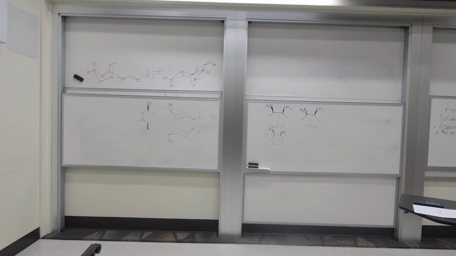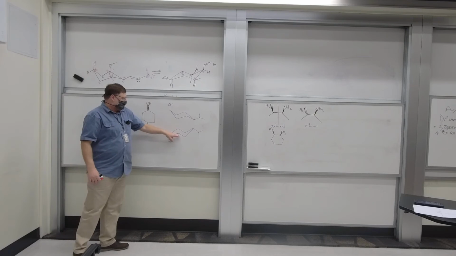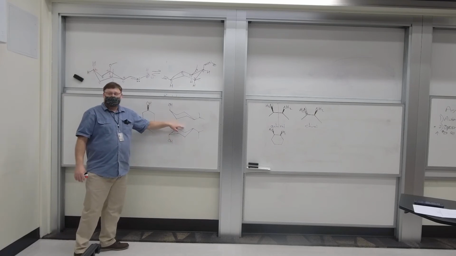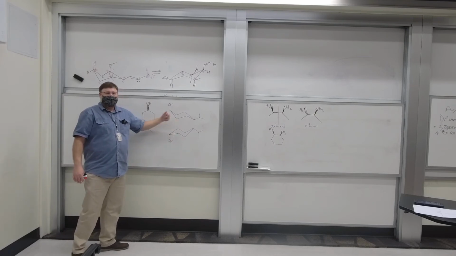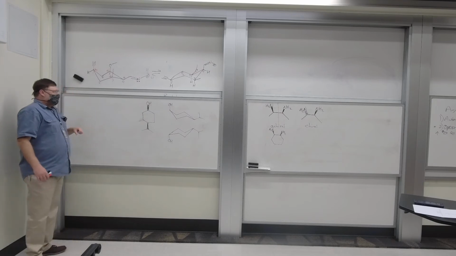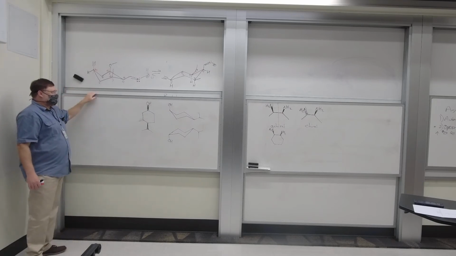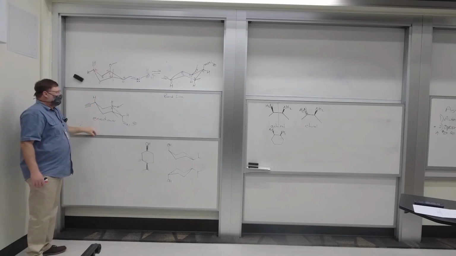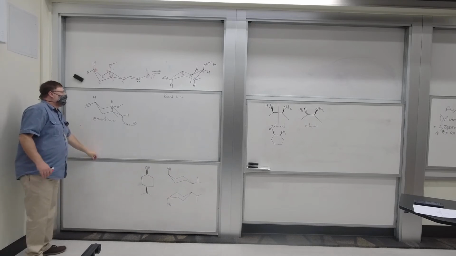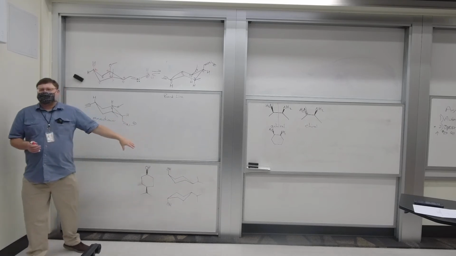So achiral cyclohexanes are a little simpler. You don't have to keep track of where the thing is. Is it on the front carbons or the back carbons? Okay, so having said that, any questions about what I just did there?